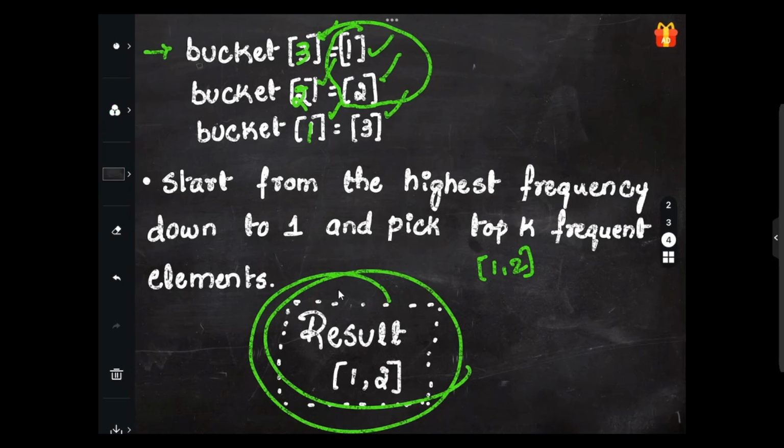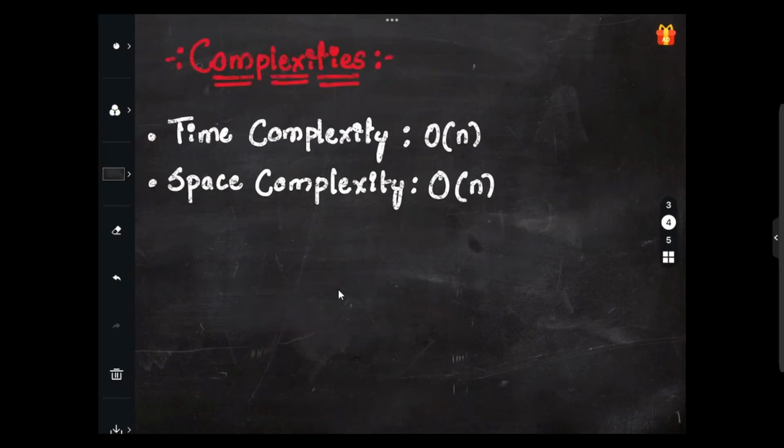Let's quickly discuss the complexities, right? So here the time complexity would be big O of n. Why is the time complexity here big O of n? Because we will be doing a single pass for the frequency, and then we will scan all the elements via bucket. That's what we did in the approach, right? I hope this part is completely clear. So the time complexity would be quite obviously big O of n.